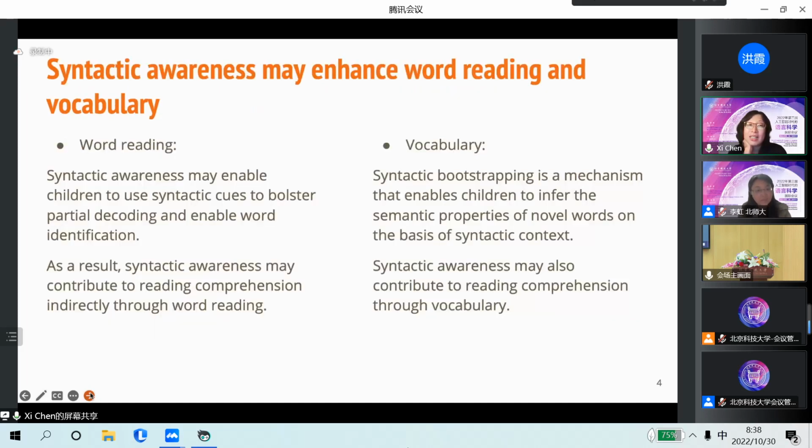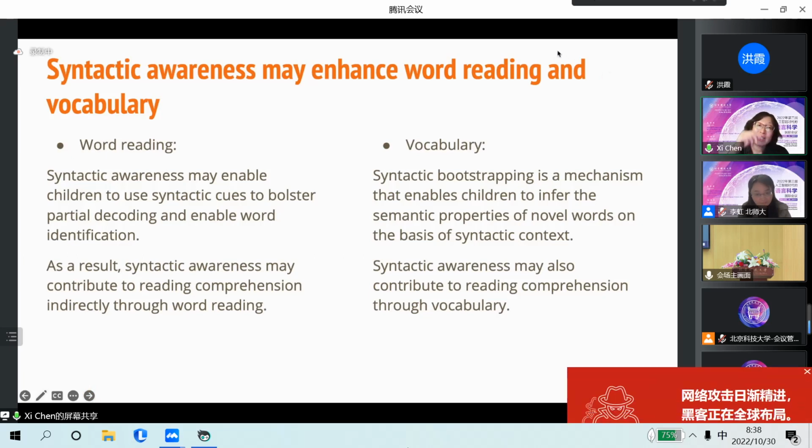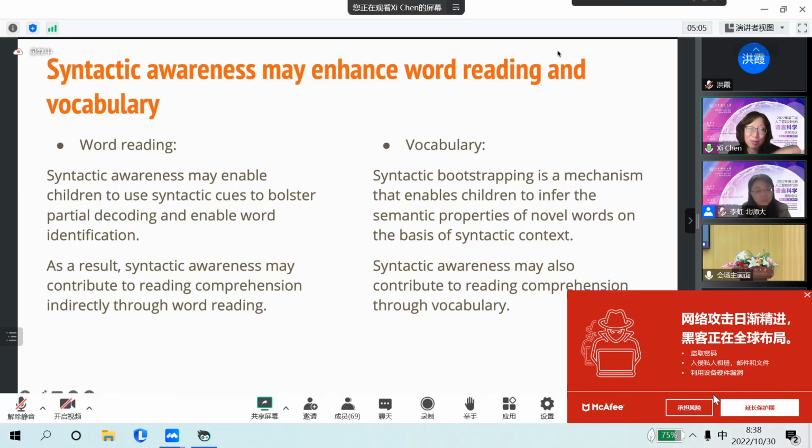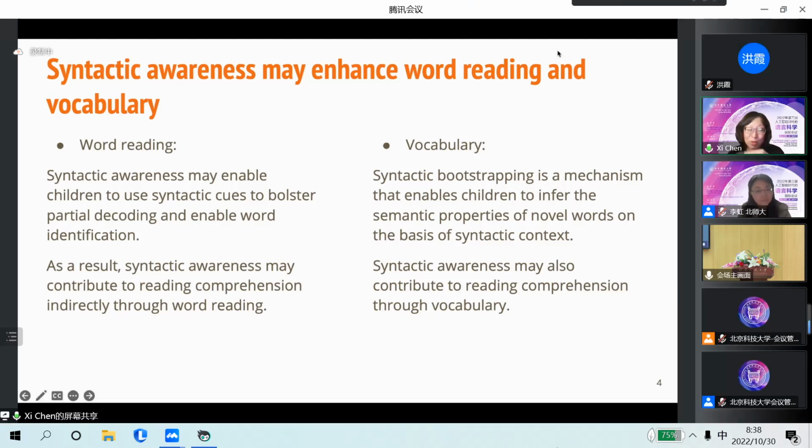Okay, and then in addition to supporting reading comprehension directly, syntactic awareness may have indirect effects on reading comprehension through word reading and vocabulary. So in other words, syntactic awareness can support word reading, which also supports reading comprehension. And then syntactic awareness may support vocabulary, which in turn facilitates reading comprehension. So I'll briefly explain these relationships.